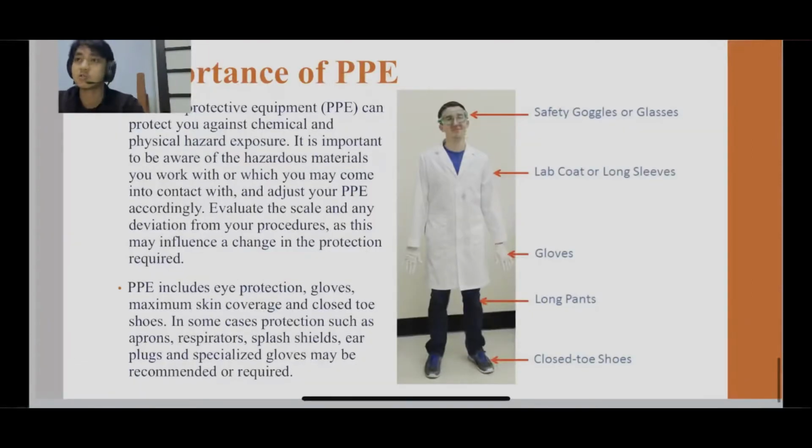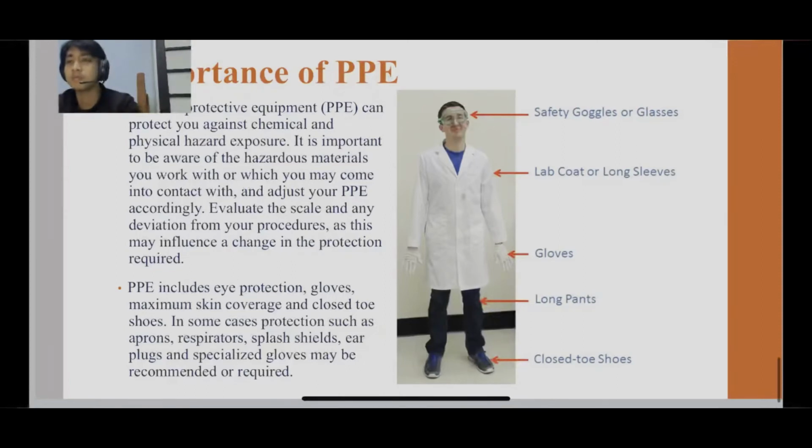Safety signs assist in the communication of important instructions, reinforce safety messages, and provide instructions for emergency situations. Okay, the last one I'm going to explain is the importance of PPE. As we all know, PPE can protect us against chemical and physical hazard exposure. It is important to be aware of the hazardous materials you work with or may come into contact with, and adjust your PPE accordingly. Evaluate the scale and any deviation from your procedure, as this may influence a change in the protection required.